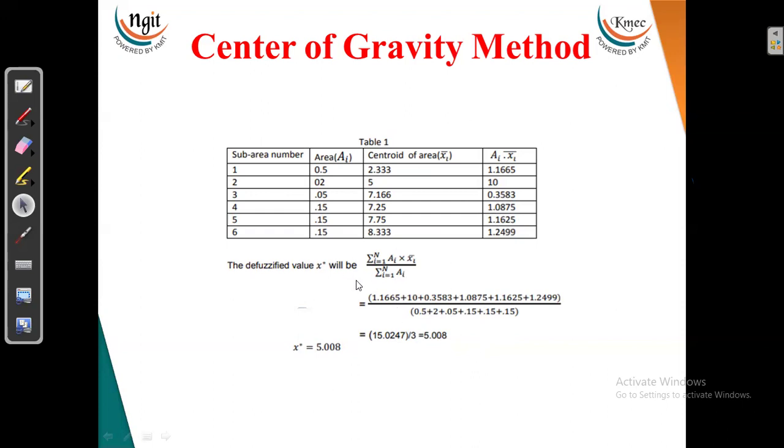So what we have done in center of gravity: first I'll split into different areas. I'll calculate all the areas, then I'll calculate the centroid, then I'll multiply and then do the summation. And finally, I'll find out using this particular formula. So this is the second type of method.